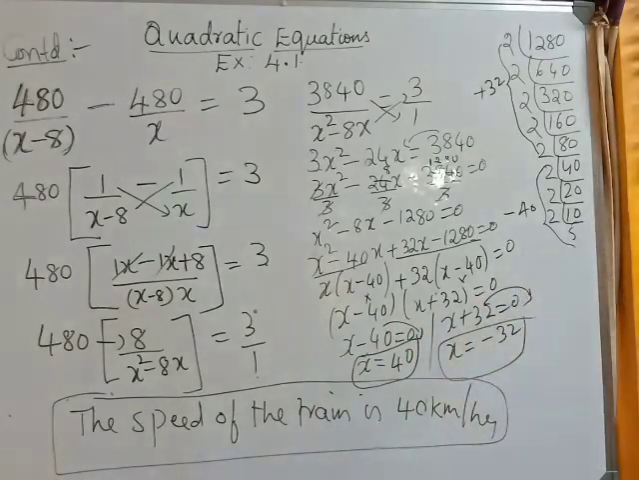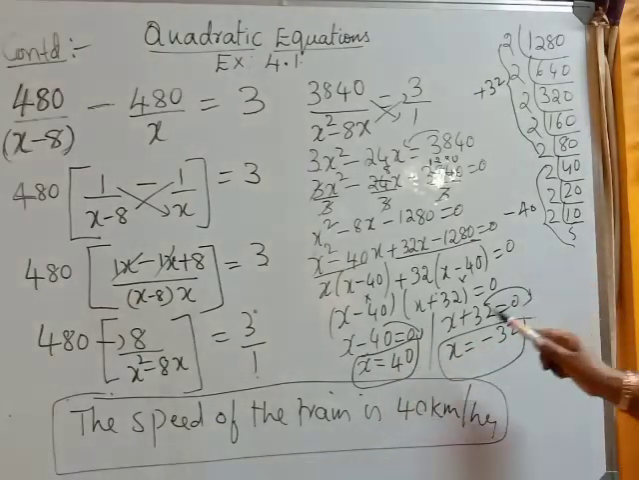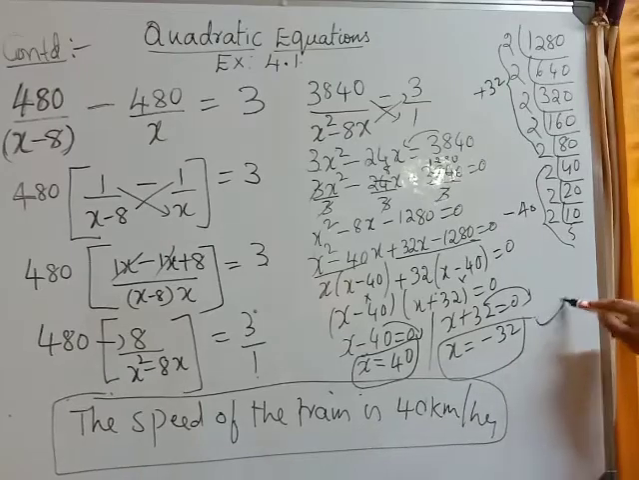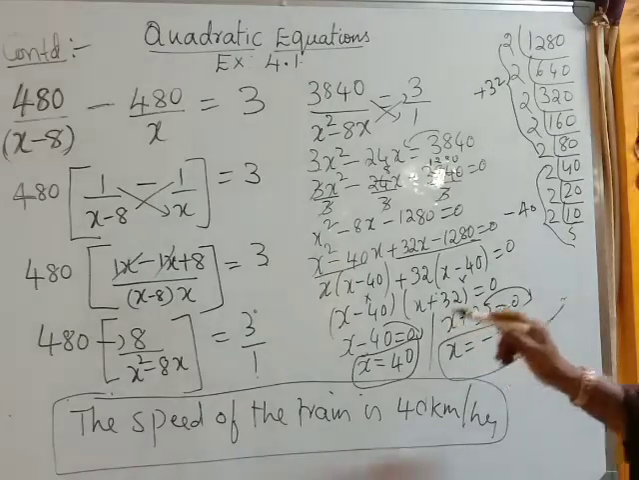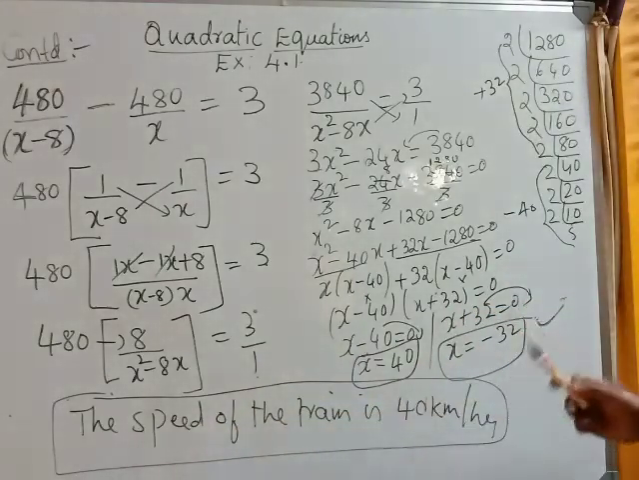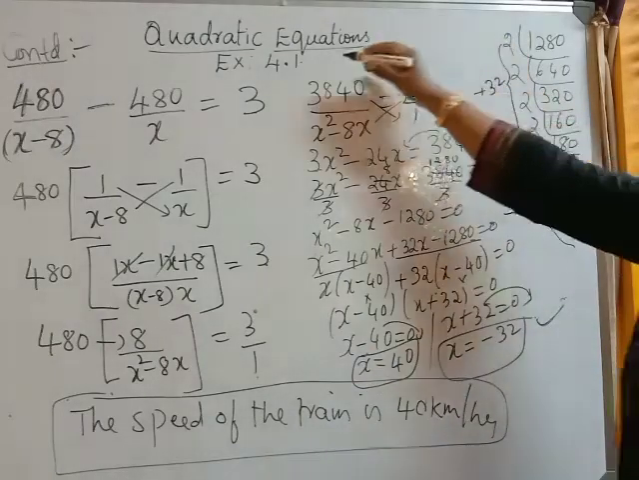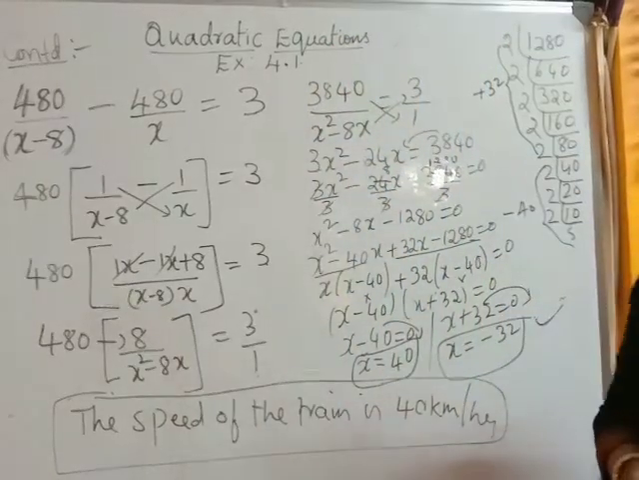Equate both of them to 0. x minus 40 is 0, x is equal to plus 40. x plus 32 equals 0, x is equal to minus 32. So the x value is always positive because the speed will be a positive number, not negative. Therefore, the speed of the train is 40 km per hour. So this is the end of the 4.1 exercise. I have solved all the 4 problems.